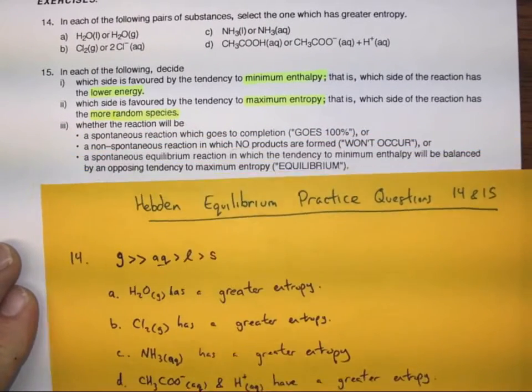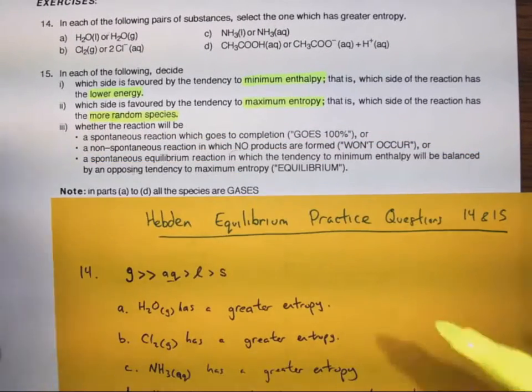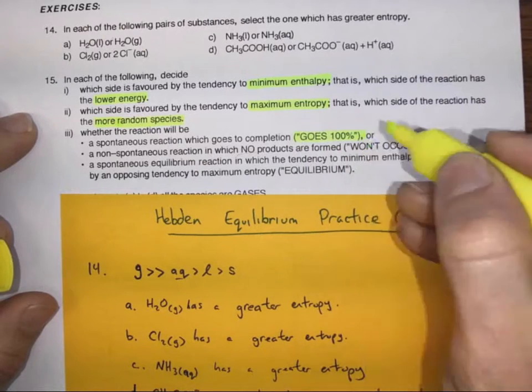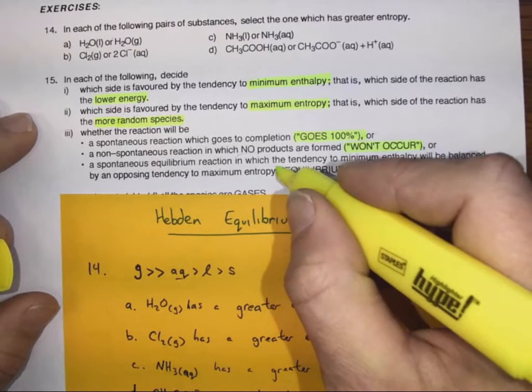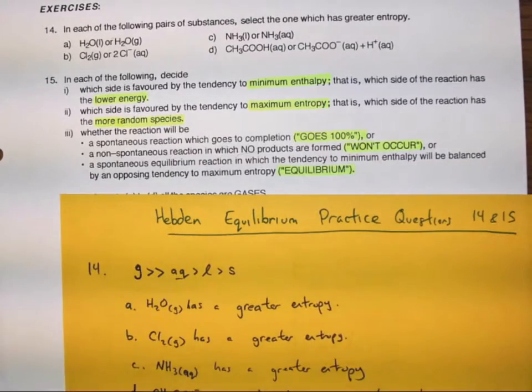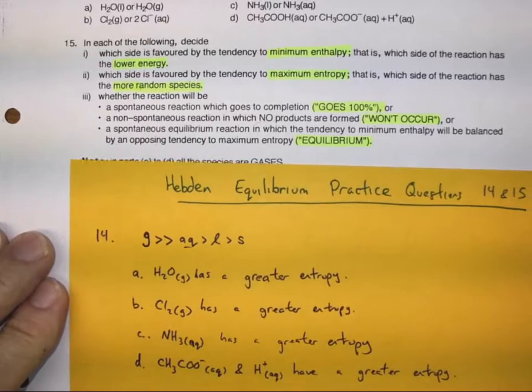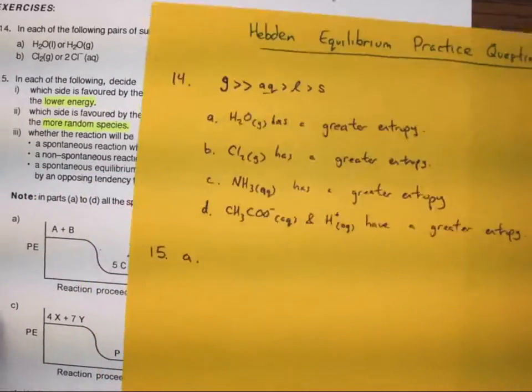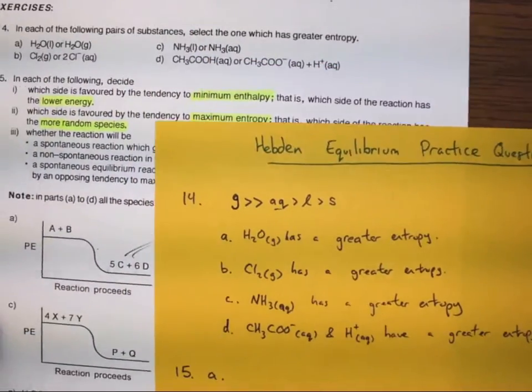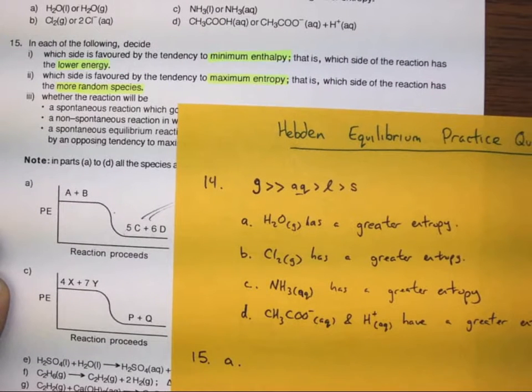And then we'll deal with part 3, which is we want to know, well, is it going to go 100%, or will it not occur, or will it exist somewhere in equilibrium? And we'll talk about which situations give rise to what in a second. So let's start with part 1 for question A. We want to know about the minimum enthalpy for question A. So I'm going to say A, and I'll consider I.